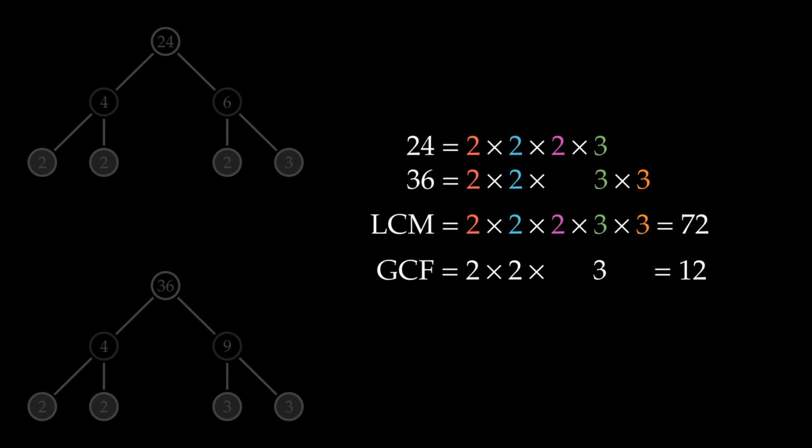With this arrangement we can see the numbers that the least common multiple and the greatest common factor have in common, and of course, the ones by which they differ.